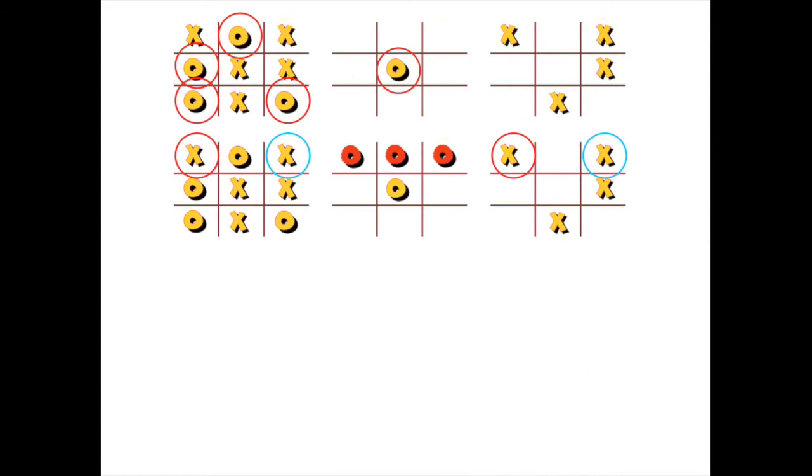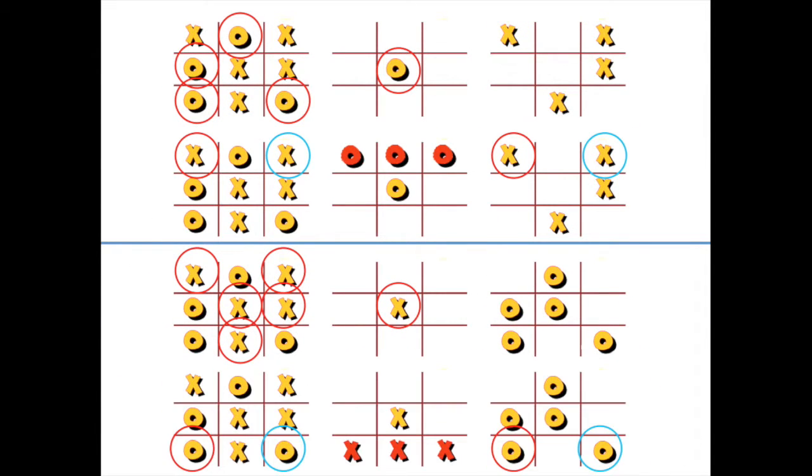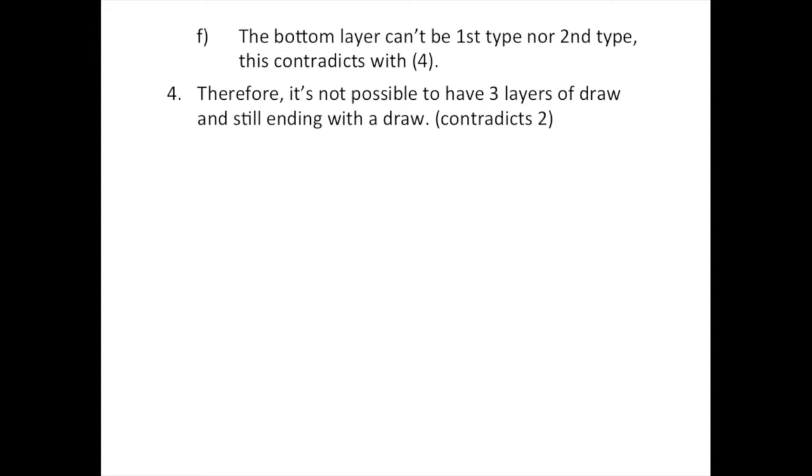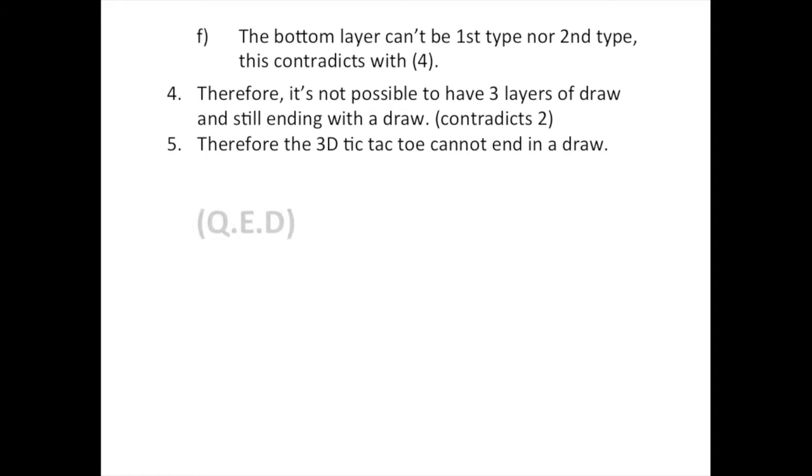However, this also happens if the bottom layer is of the second type, as we see here. So, the bottom layer cannot be the first type nor the second type. This contradicts with statement 4. Therefore, it's not possible to have 3 layers of draw and still end with a draw. Therefore, the 3D tic-tac-toe cannot end in a draw.